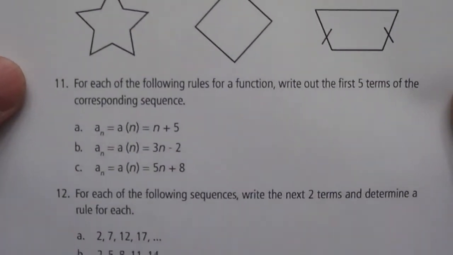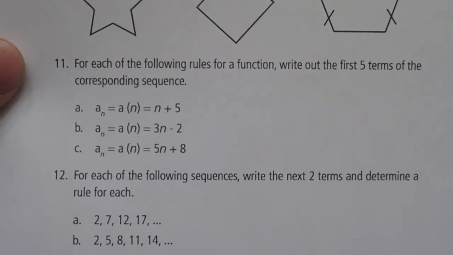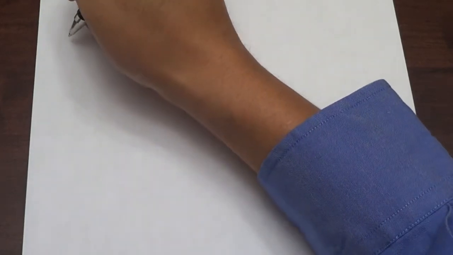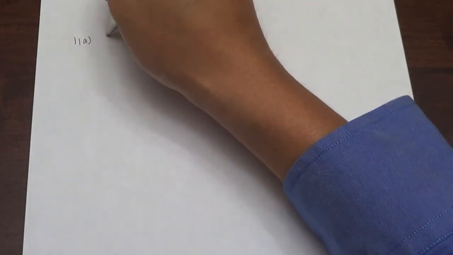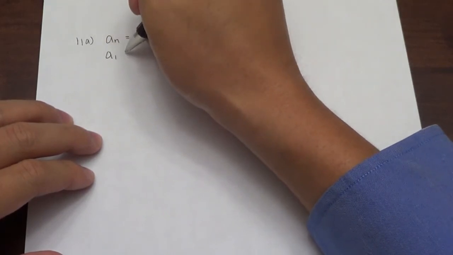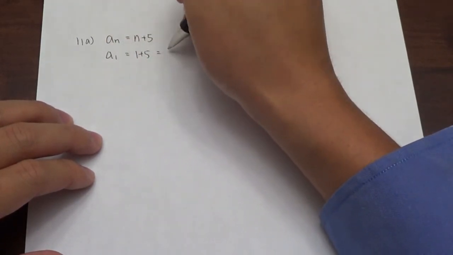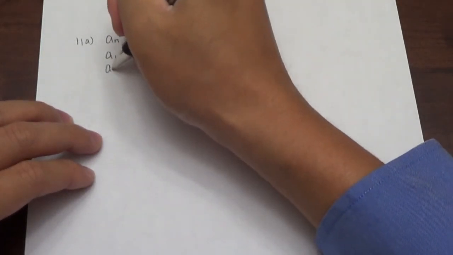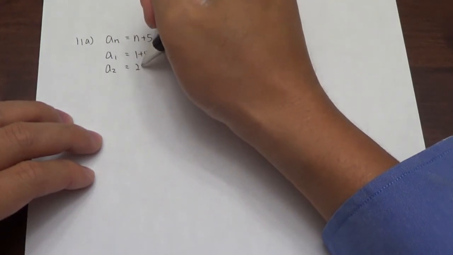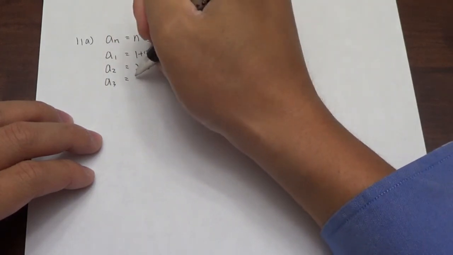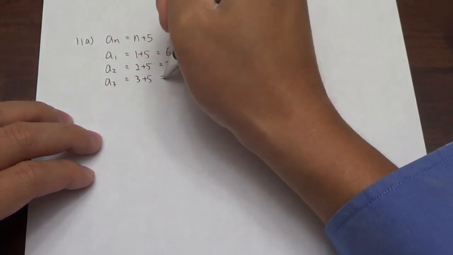Okay, number 11, we need to write out the first 5 terms of each sequence. So 11A, we have n plus 5. All right, so the first term equals 6. Okay, you replace the n with the 1. Second term equals 7. Third term equals 8.